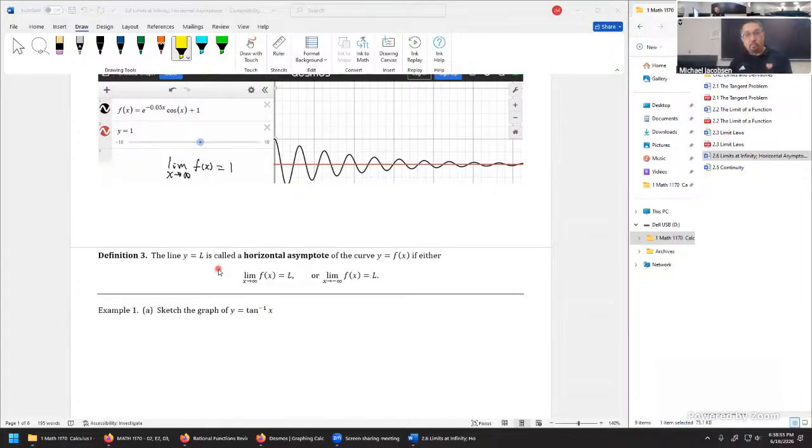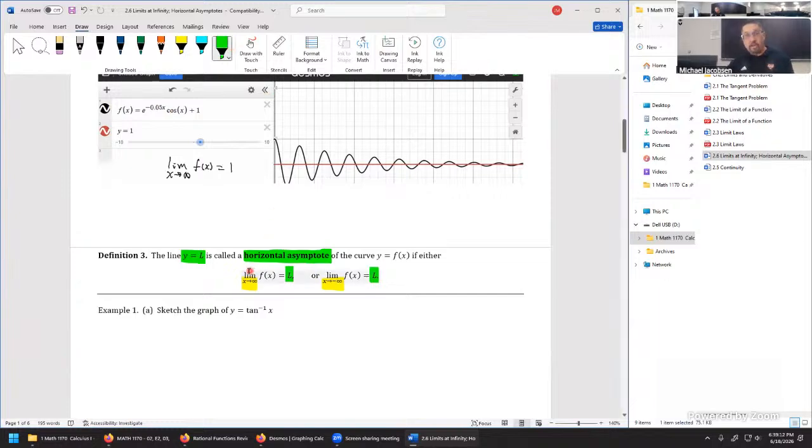Here's our kind of review on what we were hinting at with the prior definitions. If you take a limit as x goes to either infinity or negative infinity, and the limit exists as some finite number L, then y equals L is a horizontal asymptote. So the logic goes both ways. If this limit exists, you have a horizontal asymptote. And if you have a horizontal asymptote, one of the limits must exist, or maybe both of them at the same time.